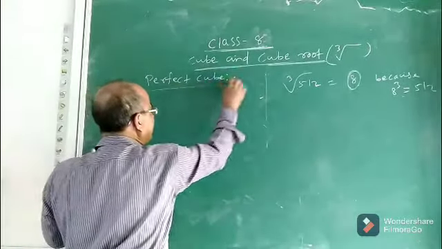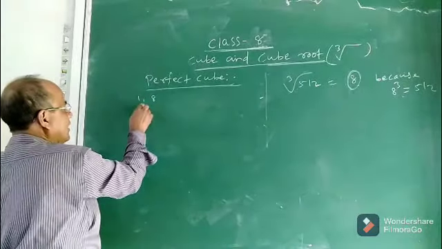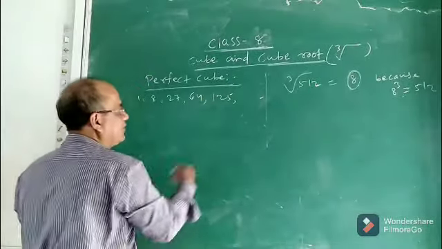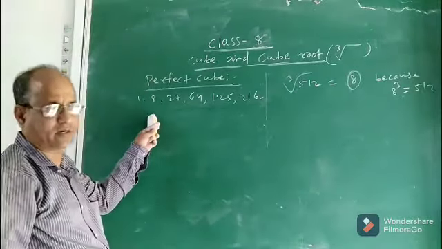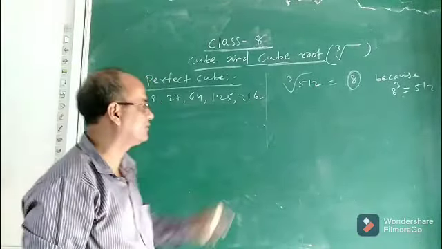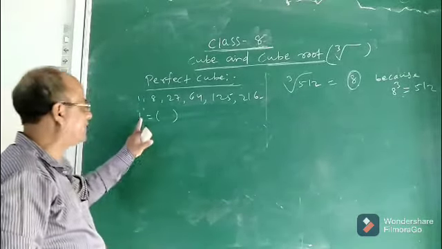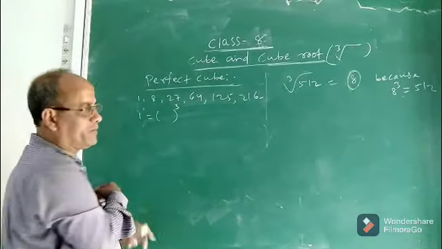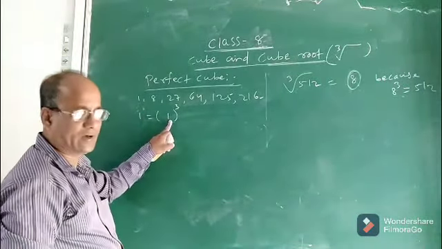Now to understand perfect cube, let us take some examples. Suppose consider the numbers 1, 8, 27, 64, 125, 216, etc. I am taking only positive integers. It is also true for negative integers. Now tell me children, 1 is the cube of which positive integer? The answer is clearly 1, because 1 cubed is 1, and 1 is a positive integer.